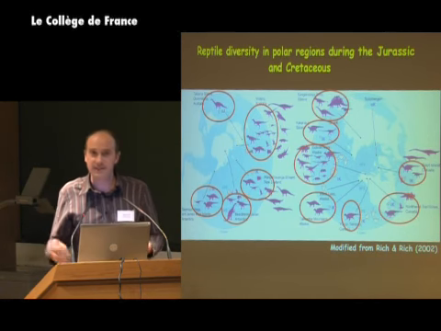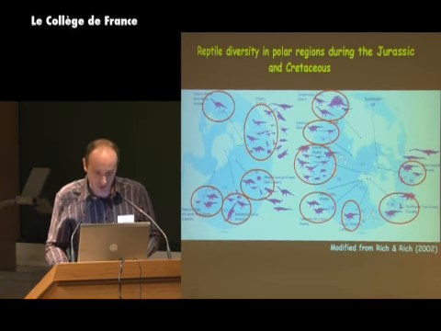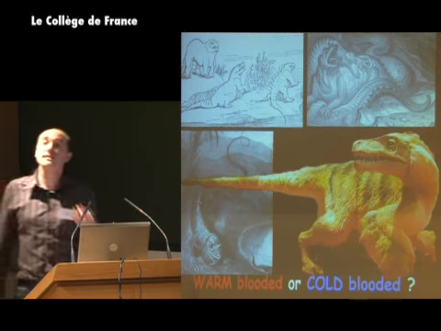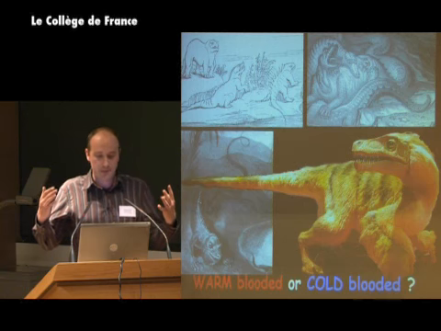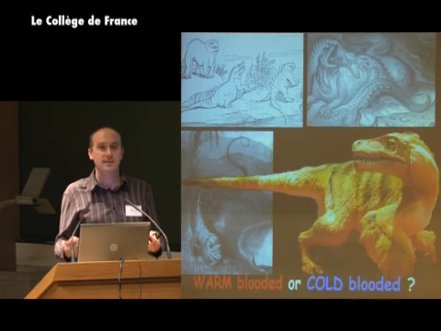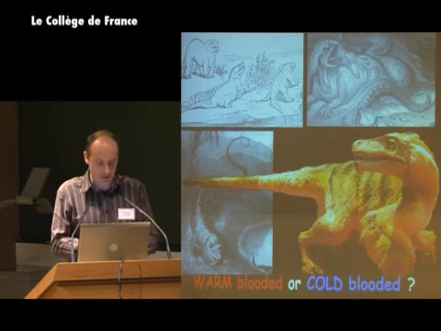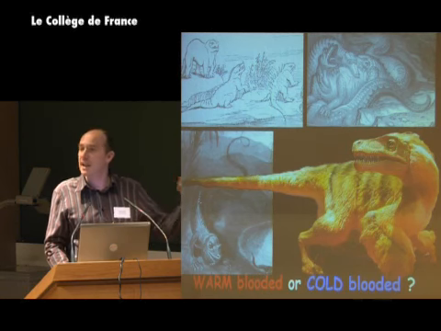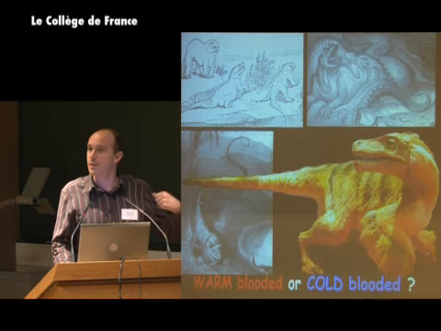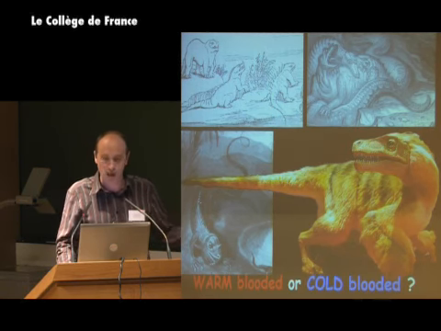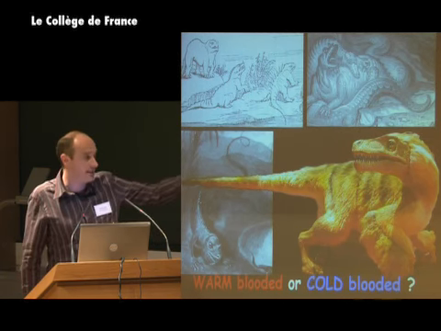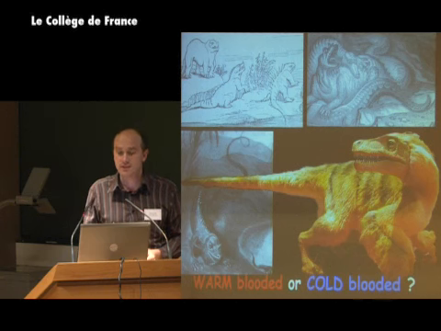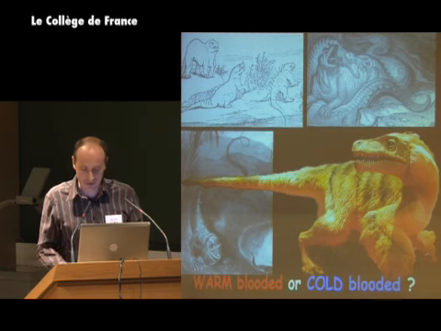So let's ask again this century-old question. These dinosaurs, were they warm-blooded, which means did they produce and regulate a high body temperature, like mammals and birds do today? Were they endothermic and homeothermic? Or were they cold-blooded, like a lot of extant vertebrates and reptiles?